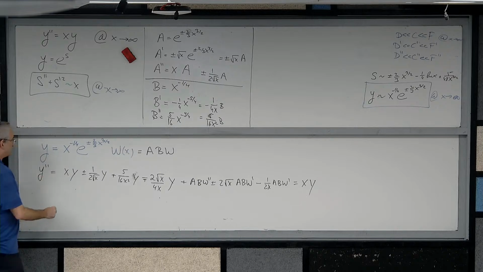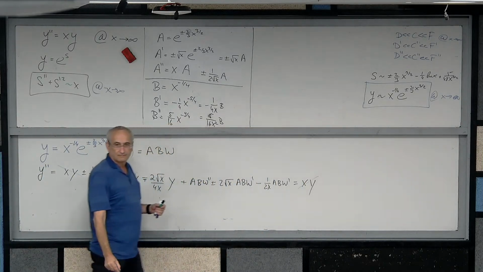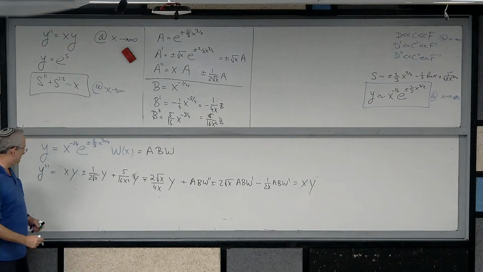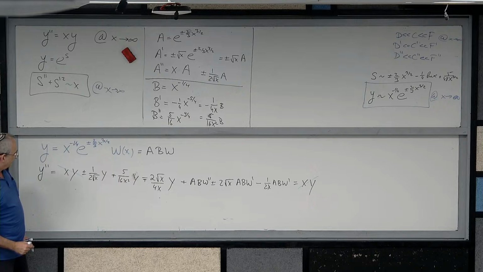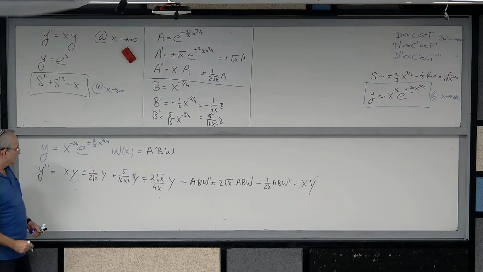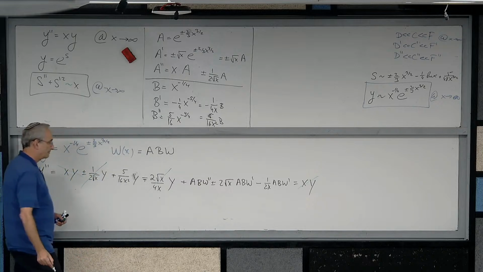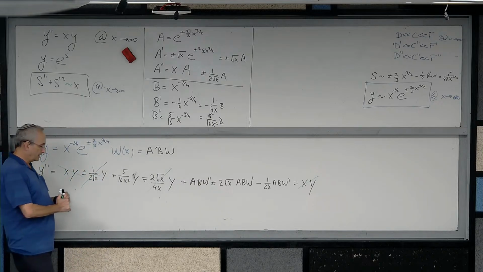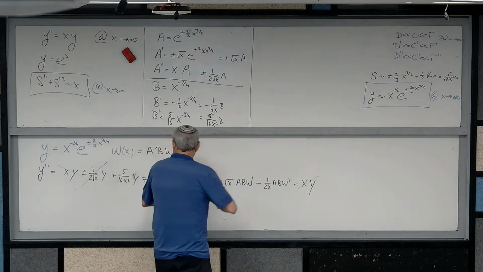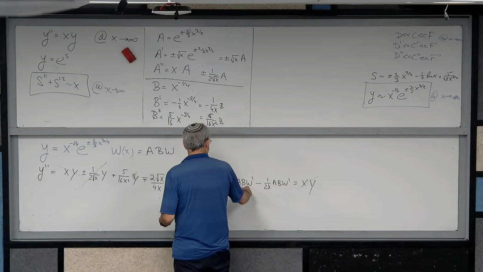Okay. So first of all, this one cancels with that one. Okay? Next. Who else cancels? The second and the fourth, you see? The second term cancels the fourth term. Okay, and what remains is a very interesting equation for w double prime.